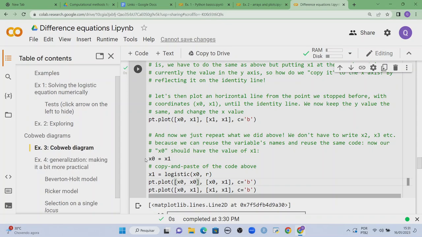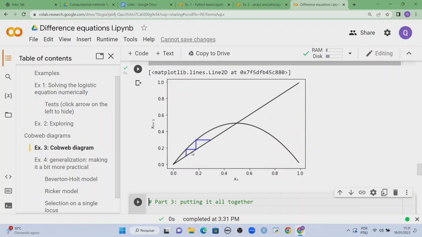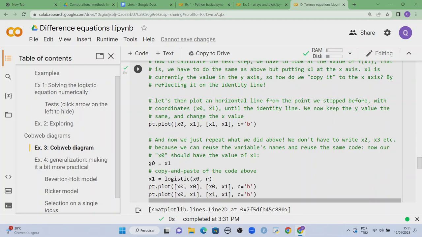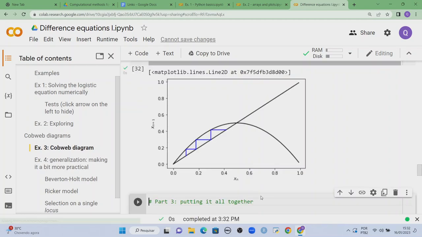Does that make sense? So I will run the whole thing now over here, okay? Now I have the first iteration and then the second iteration as well. And if I want to do more here, I could just repeat this final part. I set x0 equals, the new x0 will equal x1, and then I plot these two lines again, right? And then I have another iteration here, you see? So this is how we build a cobweb plot. Nice?